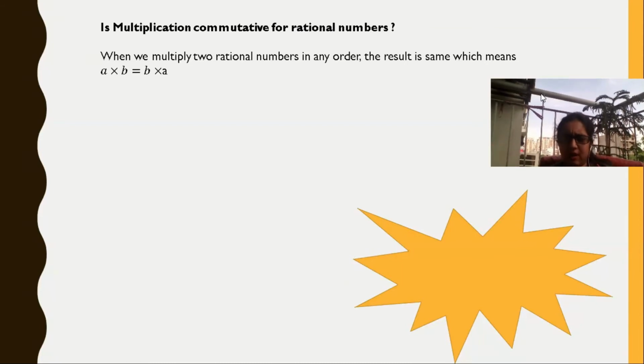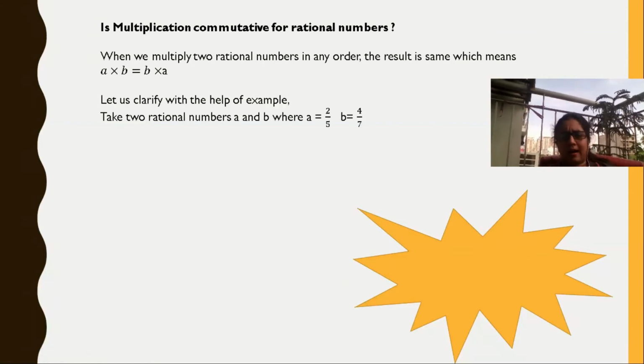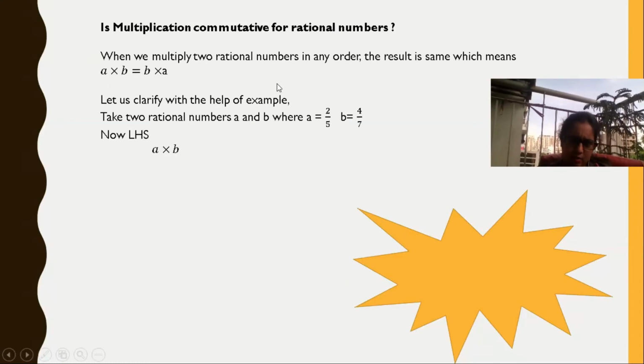Let's clarify with the help of an example. I take two rational numbers a and b, where a equals 2 upon 5 and b equals 4 upon 7. Now take the left hand side. This is our left hand side, a into b. Now we will multiply a with b like this, 2 upon 5 into 4 upon 7.